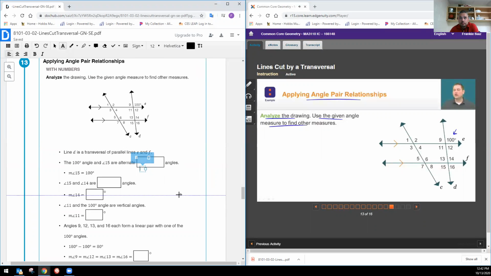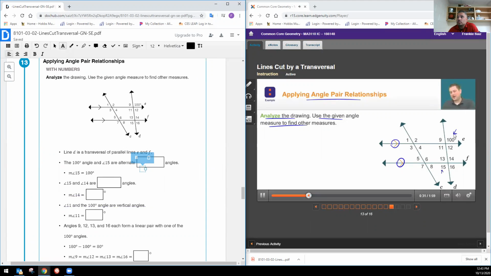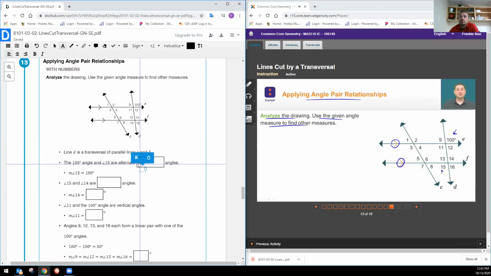Now I notice that 100-degree angle is along transversal D. That's going to be important. We see that D is a transversal of lines E and F, and E and F are parallel to each other. Now that 100-degree angle and angle 15 down here at the bottom, I know those are alternate exterior angles. So because of the alternate exterior angles theorem, I know that angle 15 would have to be 100 degrees.